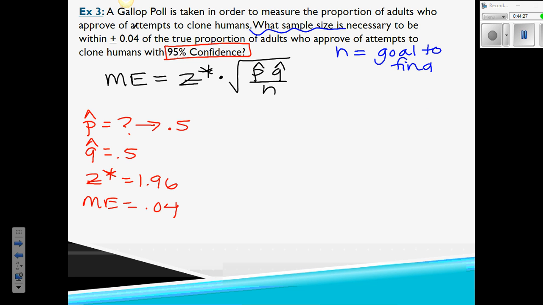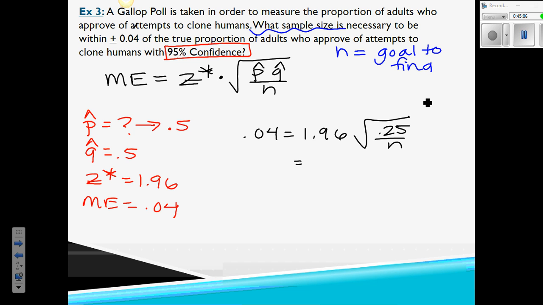All right, substitute. So 0.04 goes in there for margin of error equals 1.96 times the square root of 0.5 times 0.5 over n. So you just substitute it in. The margin of error is 0.04, equaling z star, the critical value of 1.96, times the square root of 0.5 times 0.5 divided by n. Can I go ahead and write this again as 0.25 instead of 0.5 and 0.5? Are you guys okay with that?